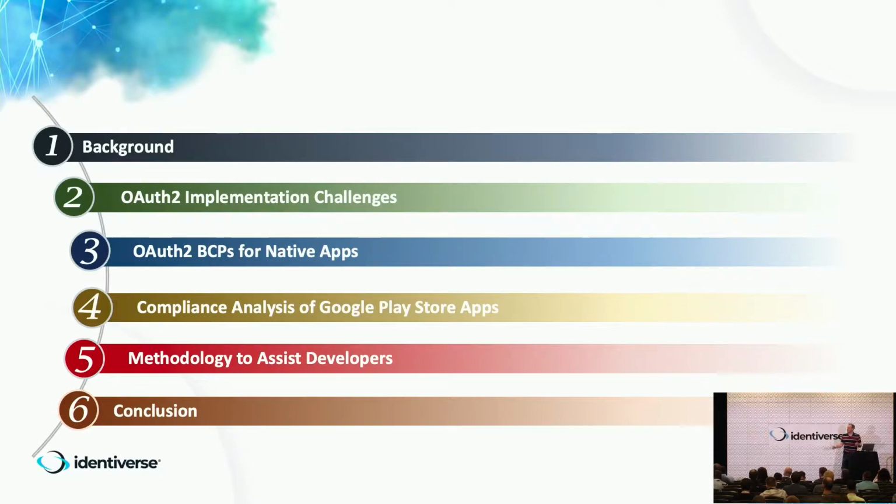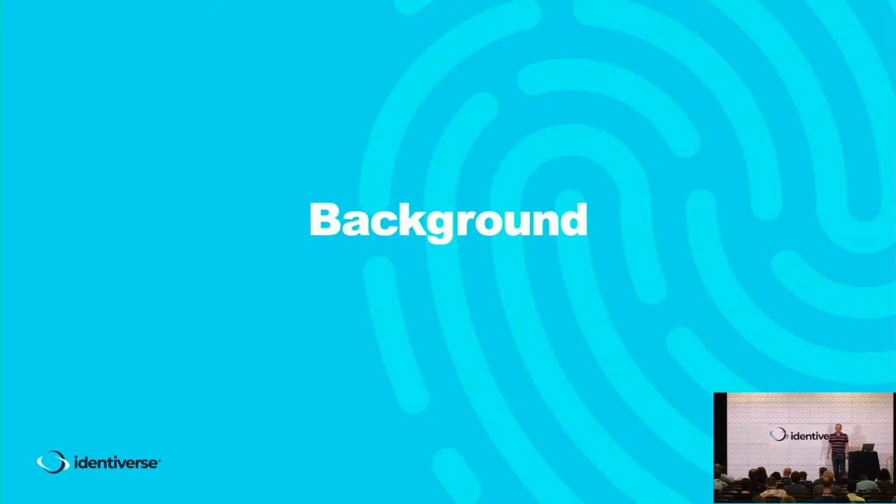So the outline for this talk: we're going to talk a bit about the background of OAuth2. We're going to talk about some of the implementation challenges. We're going to talk about the best current practices for OAuth2 in native apps. Talk about the compliance analysis that Amir did. Talk about a methodology that we hope will assist developers. And then we've got some conclusions as well on how things might be improved going forwards. So starting with the background.